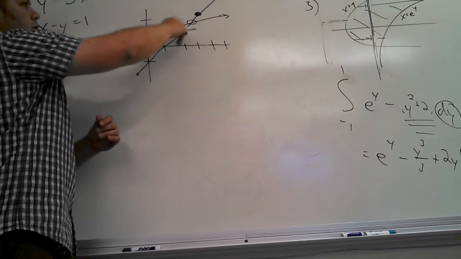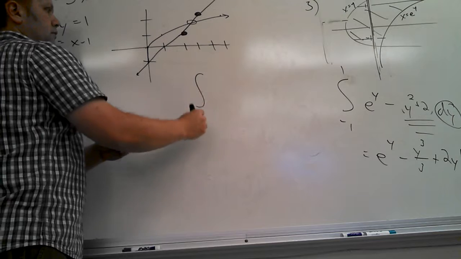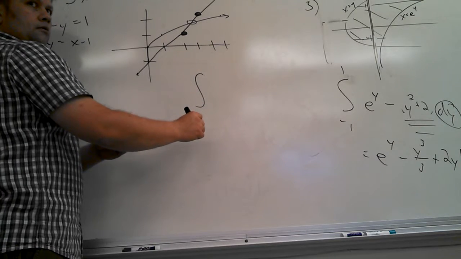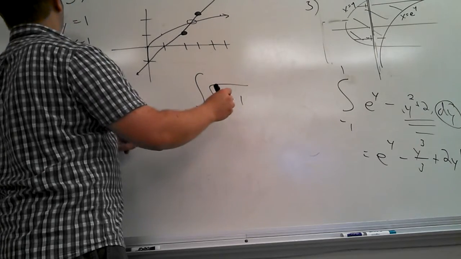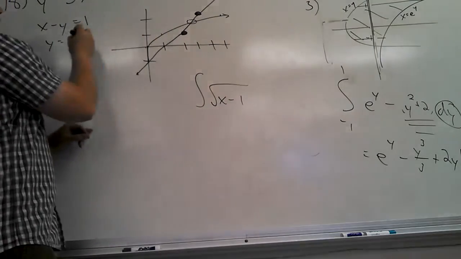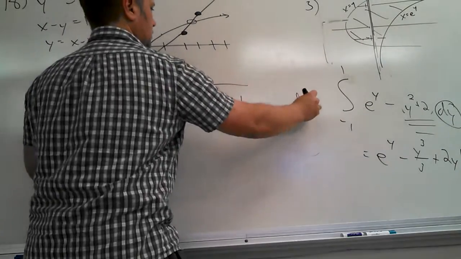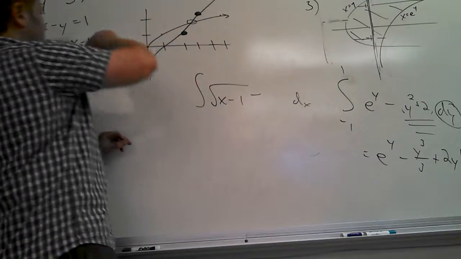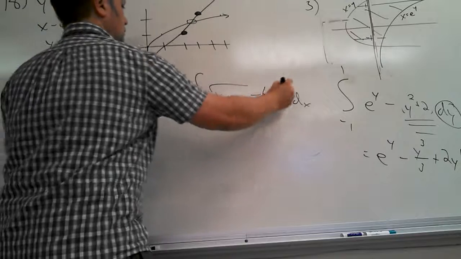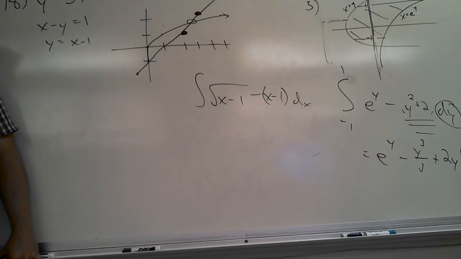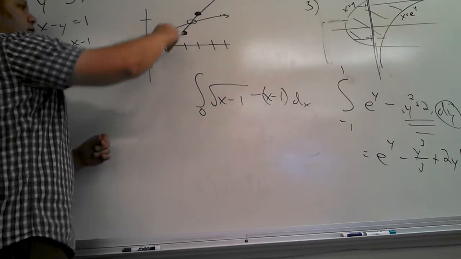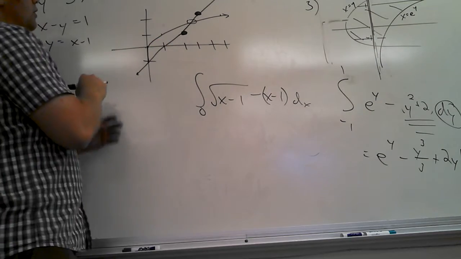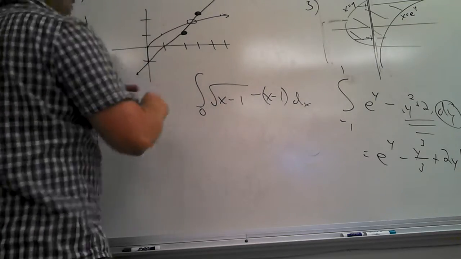Obviously, throughout the whole thing, what's on top? Root x minus 1, and then it would be minus x minus 1, dx. And now all I have to figure out is the intersection. So I know it goes from 0, because the radical doesn't exist. Did I draw that wrong? Did I go through the whole thing? That's why I'm having trouble.